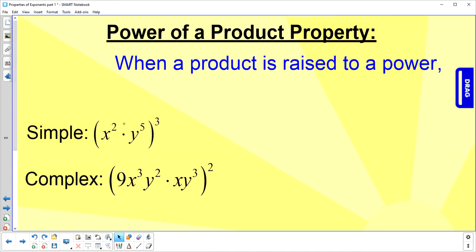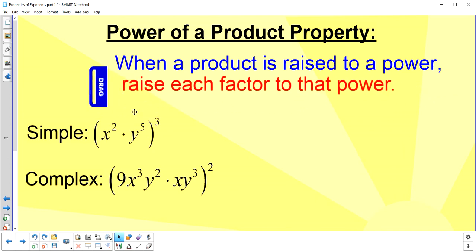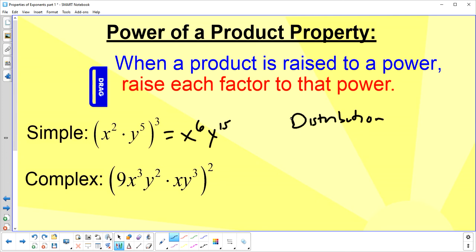We have power of a product. So you see we have a product of two things inside in the simple one, x squared and y to the 5th, and we have a power outside. Well, essentially this is going to act like distribution. We're going to raise each factor, meaning each term inside, to that power. So we'd end up with x to the 6, because 3 times 2 is 6, and y to the 15th, because 3 times 5 is 15. So this is a lot like distribution.